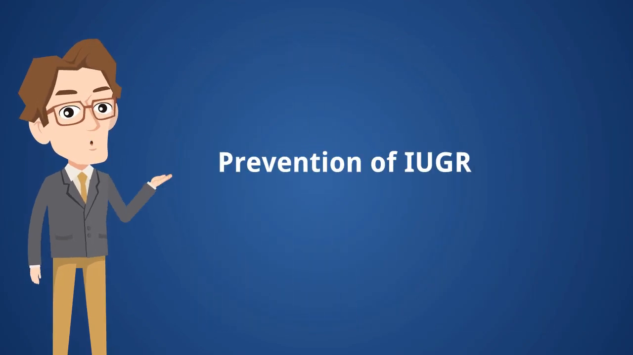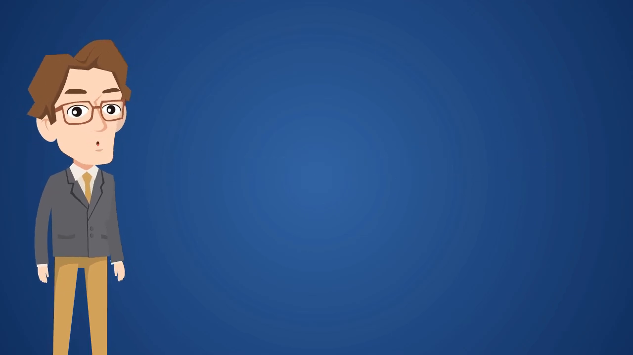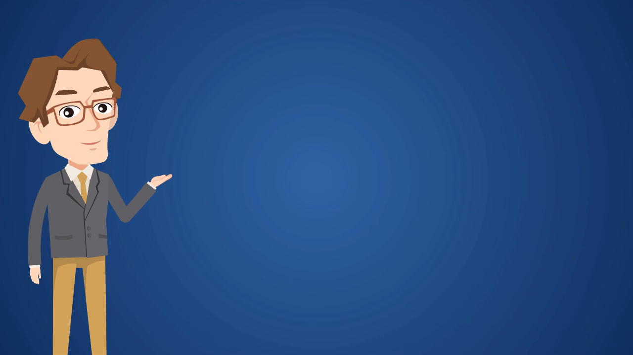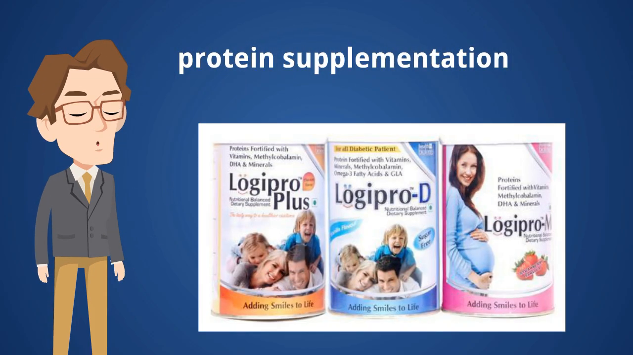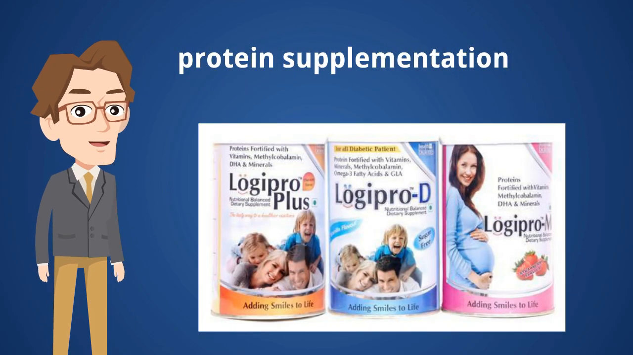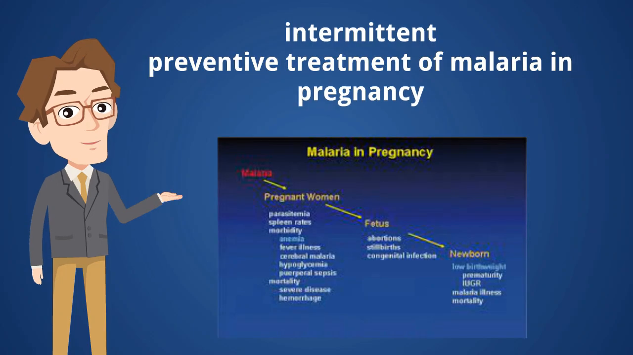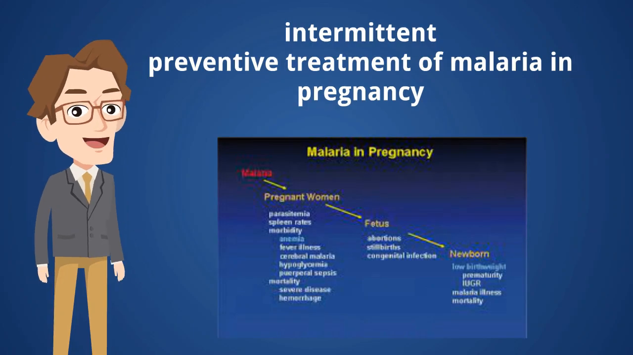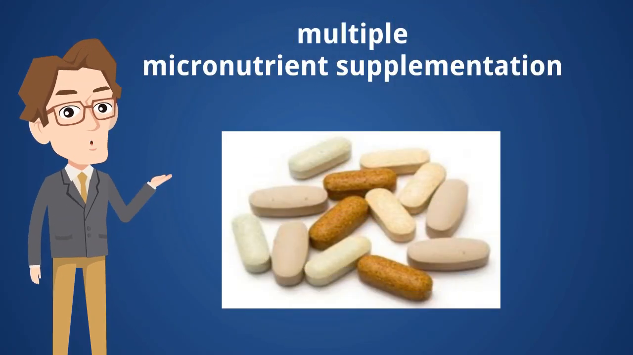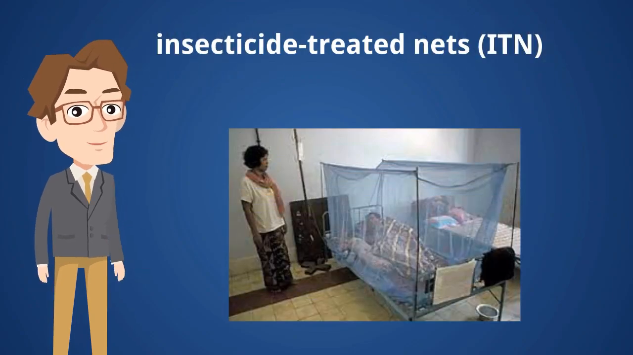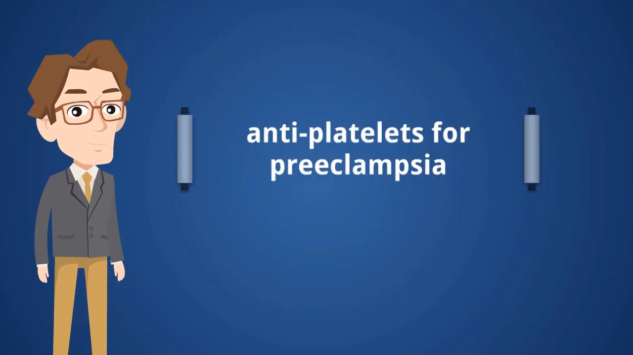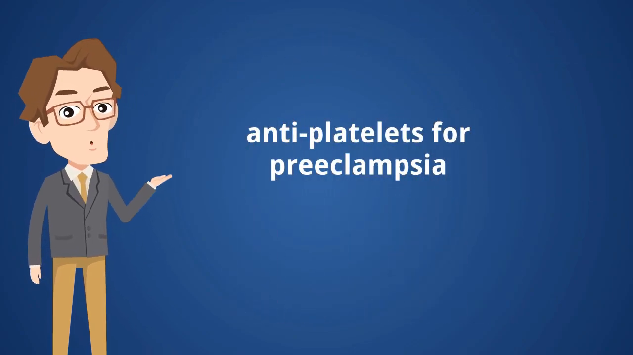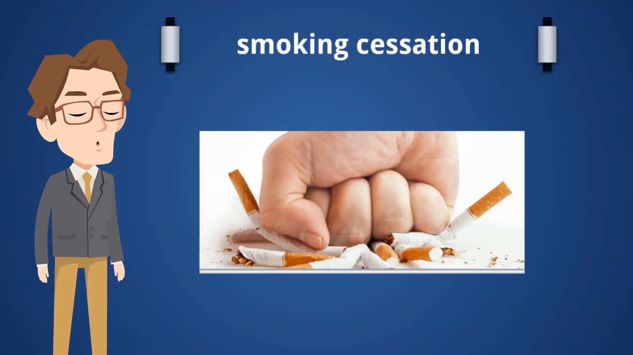Prevention of IUGR. The interventions that are effective in reducing the birth of IUGR infants include balanced energy protein supplementation, intermittent preventive treatment of malaria in pregnancy, multiple micronutrient supplementation, insecticide-treated nets, antiplatelets for preeclampsia, and smoking cessation.